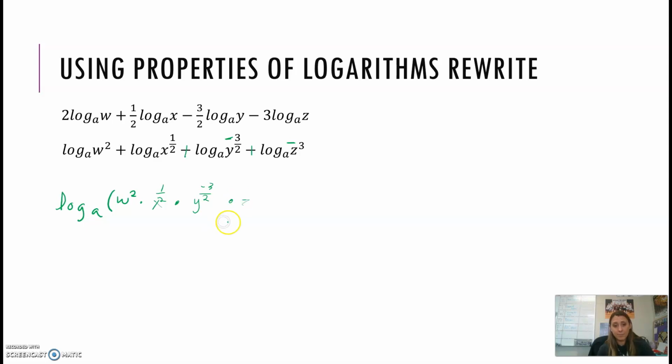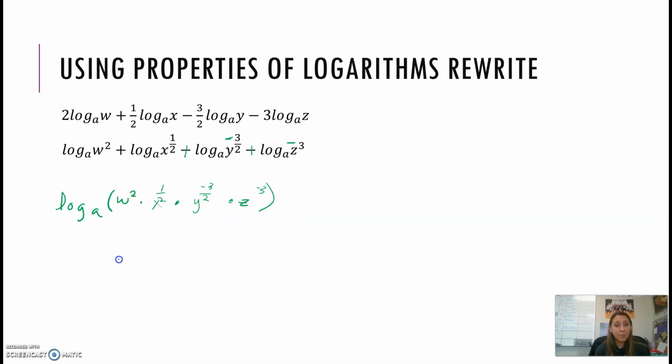z to the negative 3rd, and then I'm going to close my parentheses. Okay, so now I've reduced all of that, but I've got negative exponents. I don't want negative exponents. How do I make them positive? Well, I just move them.